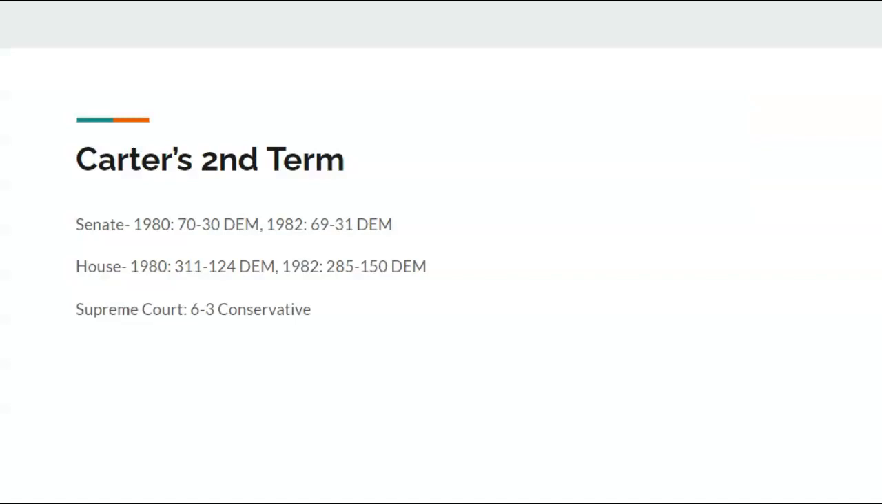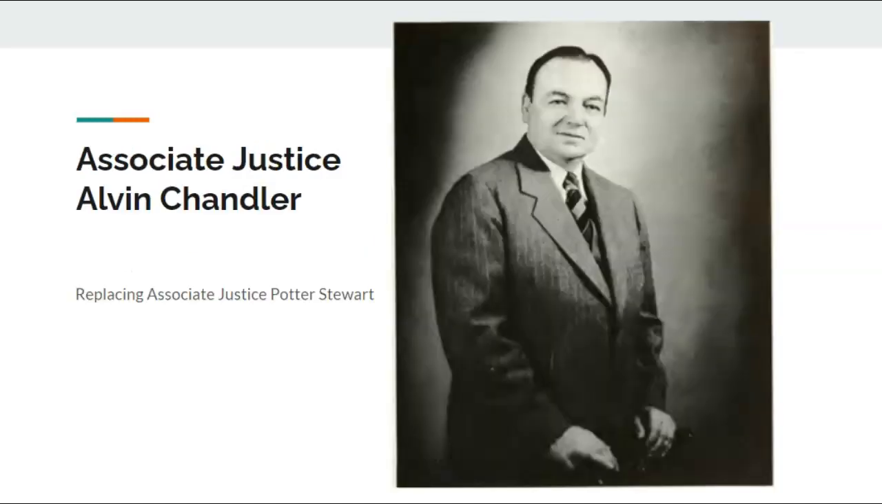In Carter's second term, after the 1980 elections, the Senate goes 70 to 30 Democrat. The House is 311 to 124 Democrat after the midterms. Both of those are lowered, of course, as it goes 69 to 31 in the Senate and 285 to 150 in the House. And at the end of Carter's term, the Supreme Court goes 6 to 3 conservative as he appoints Associate Justice Alvin Chandler to replace Associate Justice Potter Stewart.